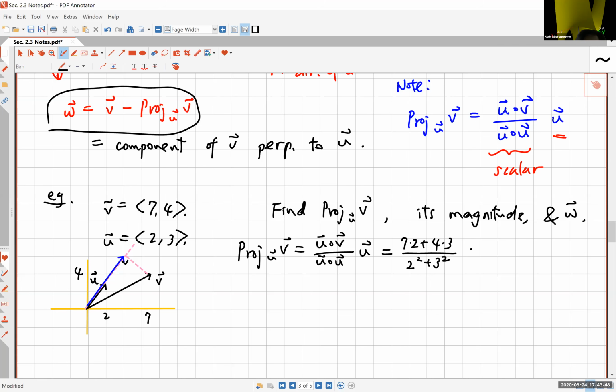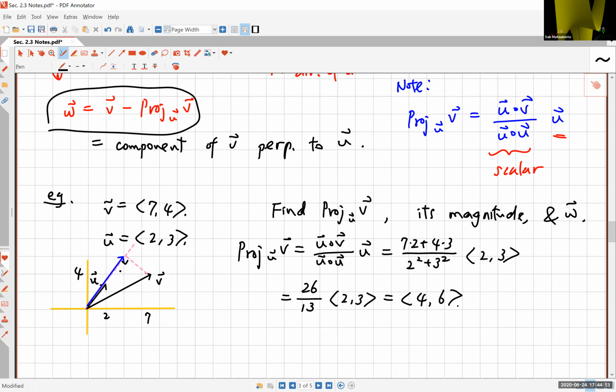And then U is just 2, 3, right? Because it's in the direction of 2, 3. So this is, of course, 26 on the top, right? It's 14 plus 12. And then the denominator is 4 plus 9, which is 13. And look, that's a nice number, right? This is 4, comma 6. And our picture actually tells you, it looks like it's 4, 6.